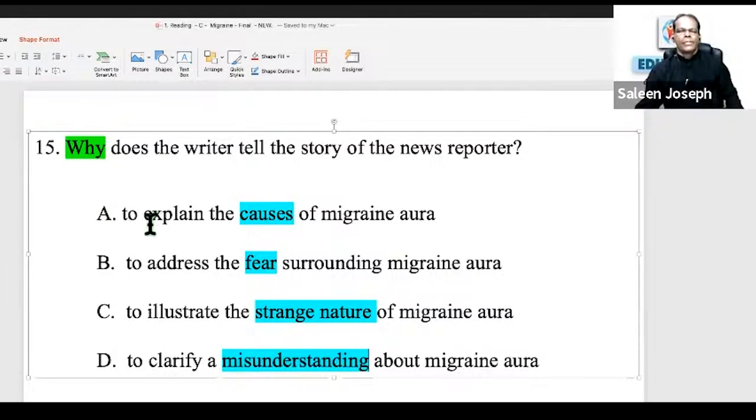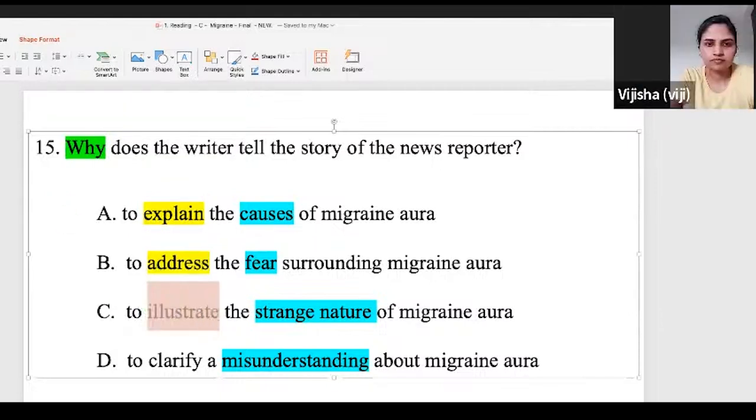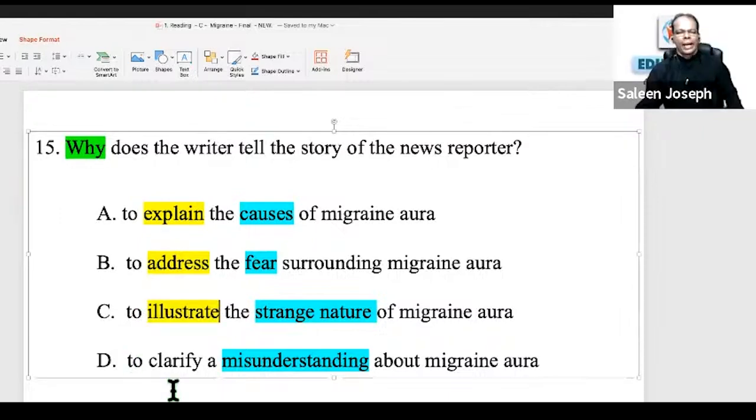Now there are differentiating words. For example, the first one says to explain. The second one says to address. The third one says to illustrate. The fourth one says to clarify. Those are the differentiating words.